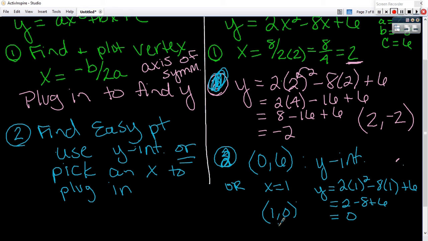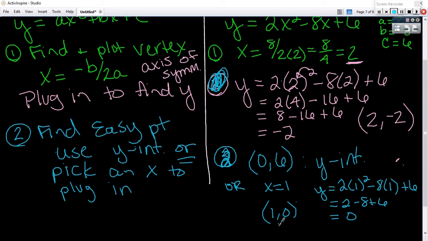Now, you won't have to do both of these every time. I just wanted to show you what would happen, because sometimes I might get a parabola where I calculate the vertex, and the vertex sits here. Well, then that can't be my easy point because I've already used it. I would have to pick something over here to plug in. Does that make sense? All right.